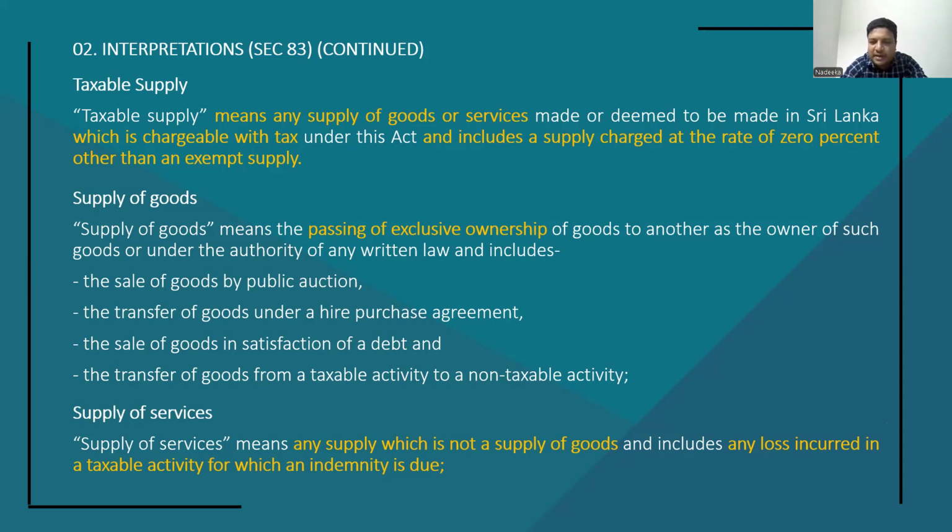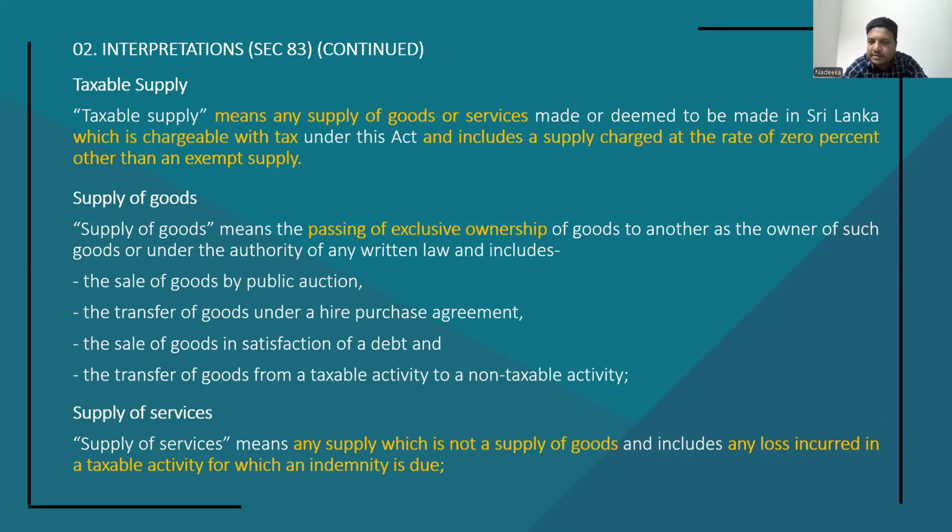When you define something like this, what will happen? If a particular supply is not covered within the meaning of supply of goods, it should definitely fall within the meaning of supply of service. Right? So you can find different types of definitions in different acts. This is a tricky definition. Any supply which is not supply of goods is supply of service, and includes any loss incurred in a taxable activity for which an indemnity is due.